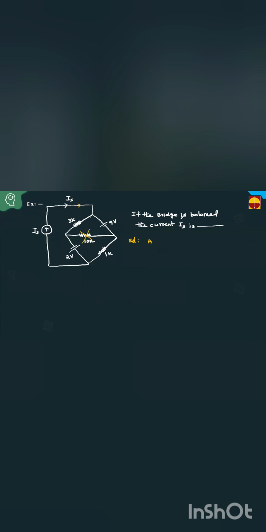You can also apply KVL. I already explained in the bridge concept how to apply KVL in the top loop and in the bottom loop. Like that also you can solve. But simply solve like this. At balance, voltage across adjacent arms is equal.